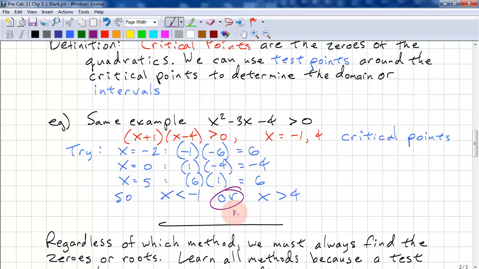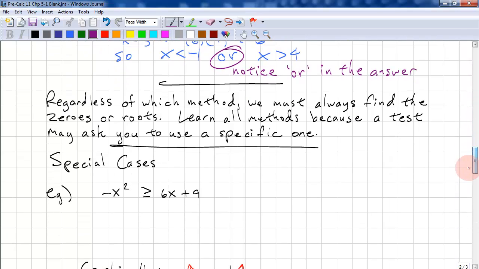And again, notice or in the answer. It's not both at once. It's one at a time. So regardless of which method, we must always find the zeros or roots. So this is your first task when solving for inequalities. And you need to learn all the methods because a test may ask you to use a specific one for an answer.